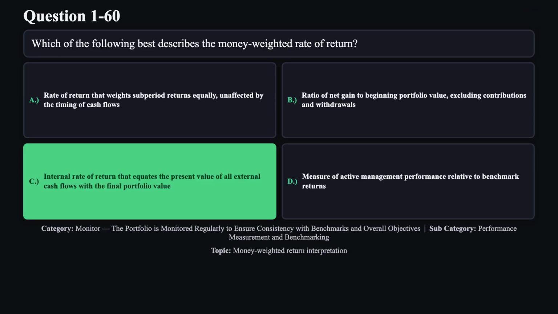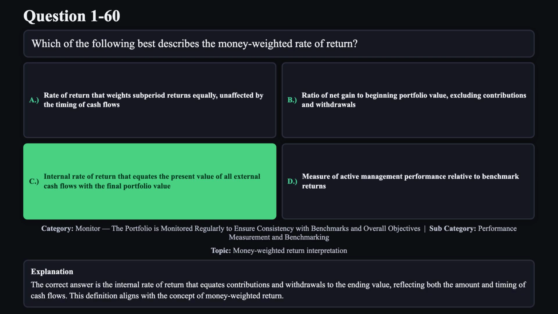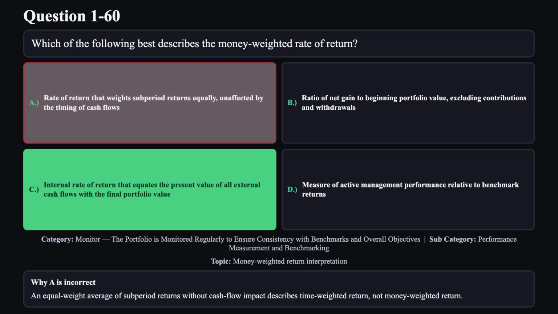The correct answer is C. The correct answer is the internal rate of return that equates contributions and withdrawals to the ending value, reflecting both the amount and timing of cash flows. This definition aligns with the concept of money-weighted return. Reason A is not correct. An equal weight average of sub-period returns without cash flow impact describes time-weighted return, not money-weighted return.